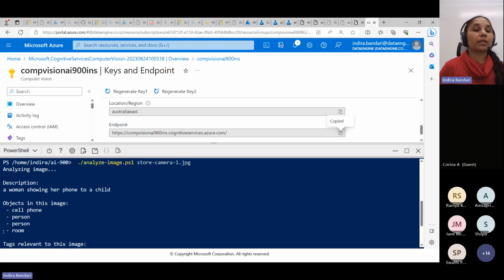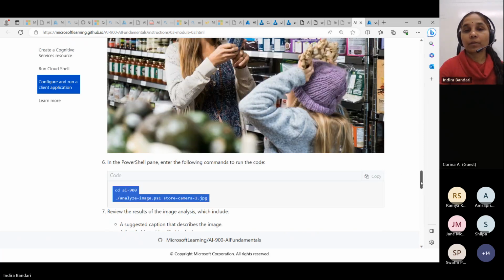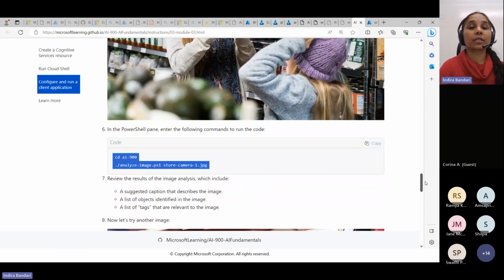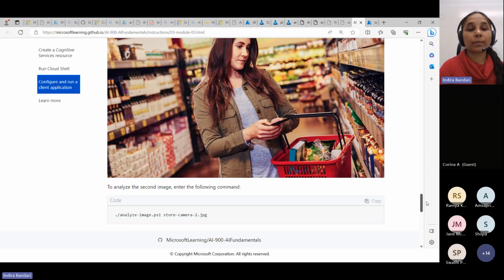And the description is a woman showing her phone to a child. Was that the image? So here, if we go here, see this one, a woman showing her phone to her child. That's the image that it has analyzed. That's the text, that's the description it came up with. Okay, so that's testing out the first image.